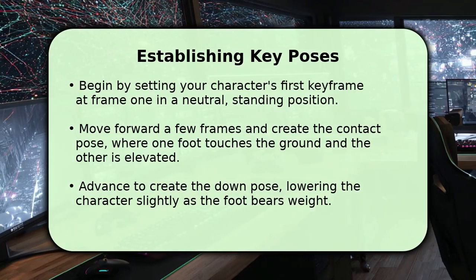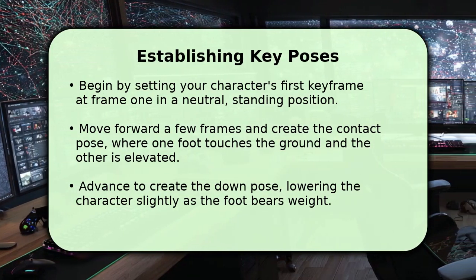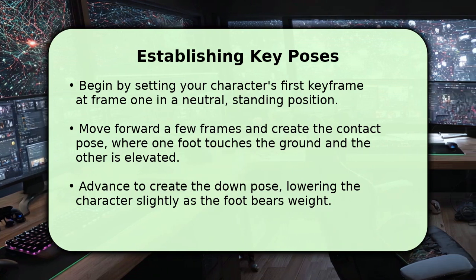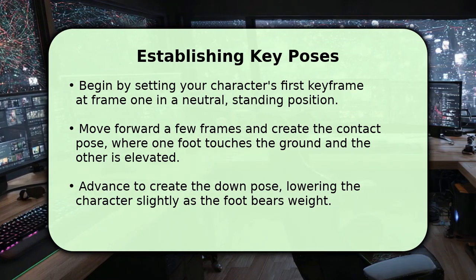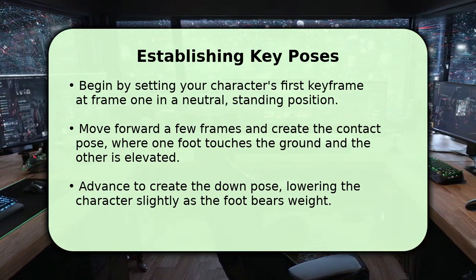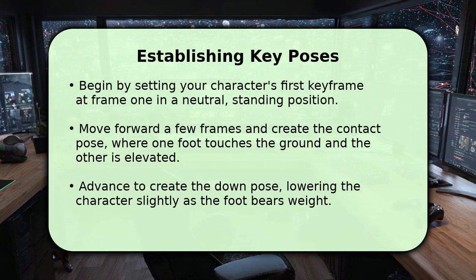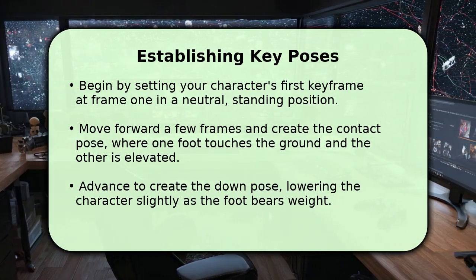Next, we establish the foundational poses for our walk cycle. Start at frame 1, setting a keyframe for your character in a neutral standing position, ensuring all limbs are straight. Then, advance to about frame 6 and create the contact pose, with one leg extended forward, foot just touching the ground, and the opposite arm swung forward.